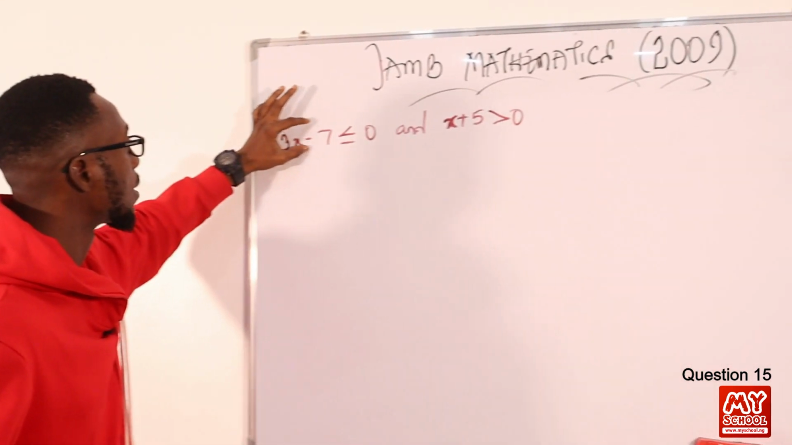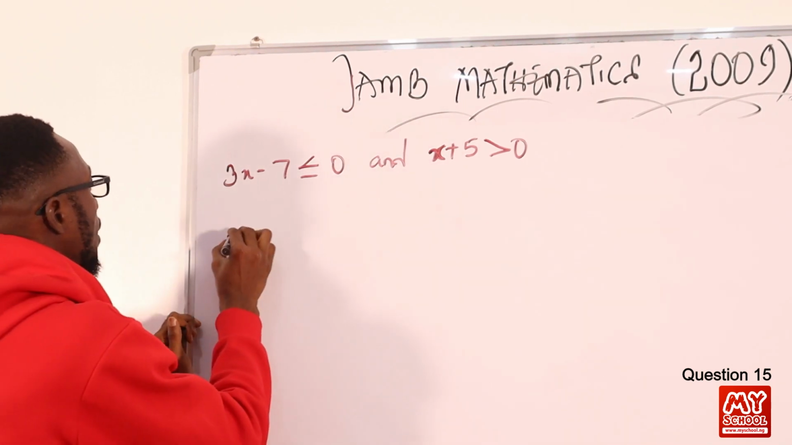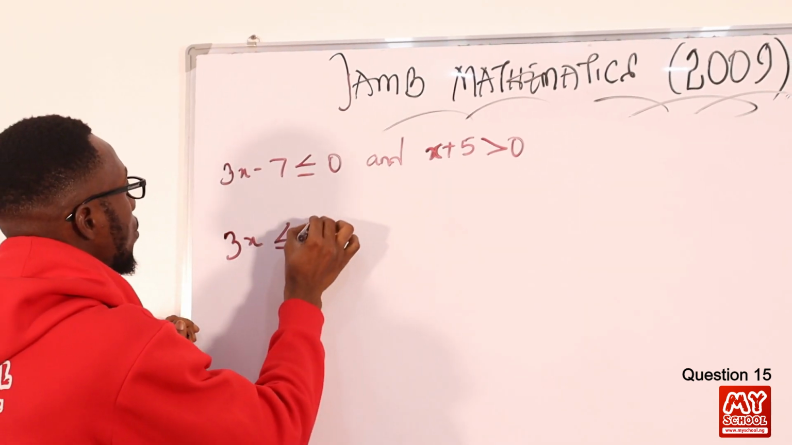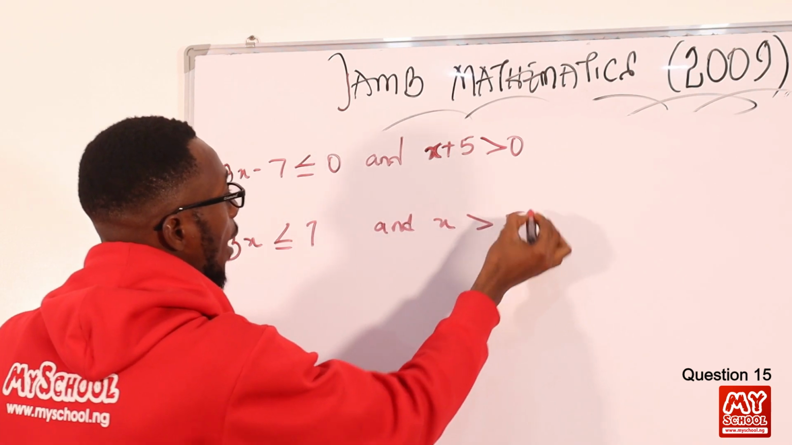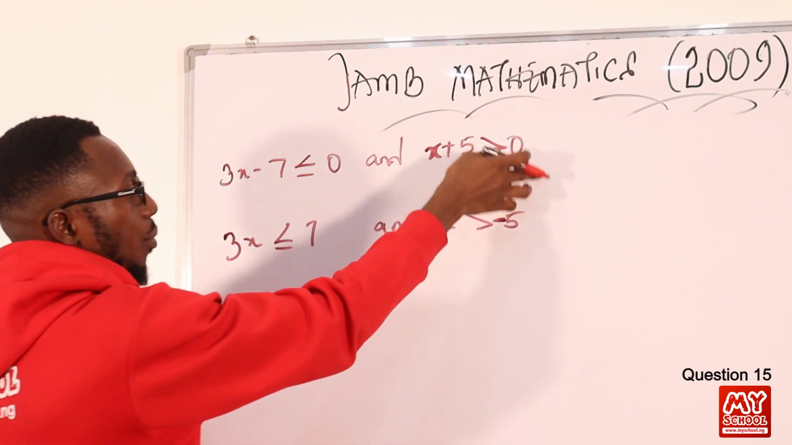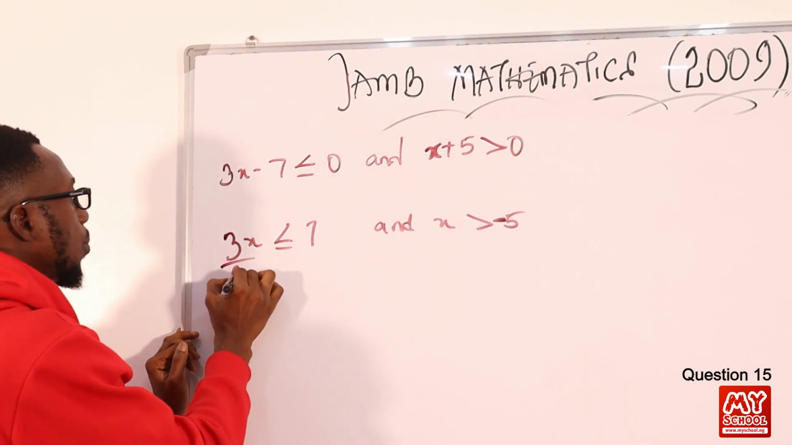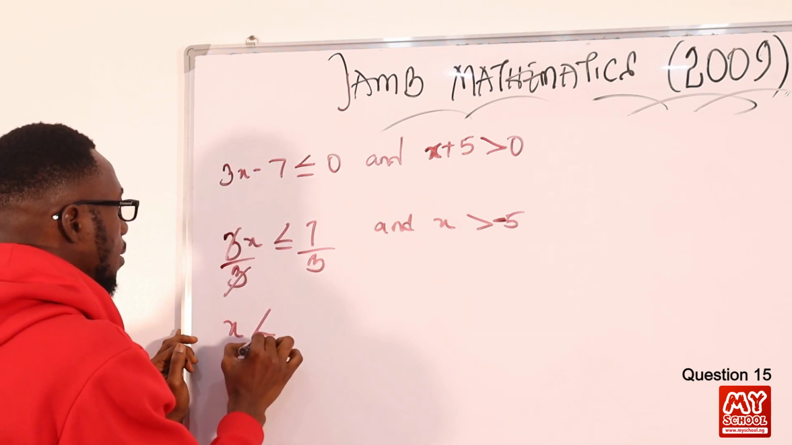All I just need to do here is send this minus 7 outside, it becomes plus 7. All right, so I have 3x is less than or equal to 7, and I have as well x is greater than 5. We can see that minus 5 now. When the positive side goes outside, it becomes negative. Dividing both sides by the coefficient of x, which is 3, I have this.